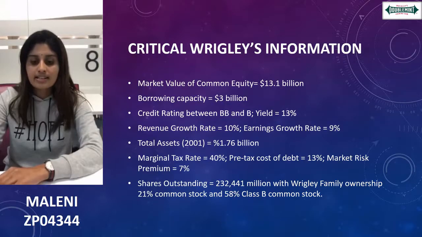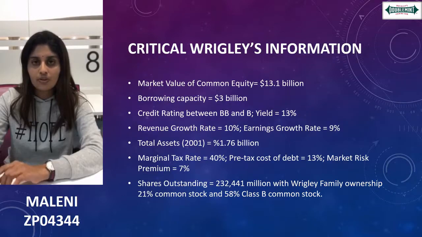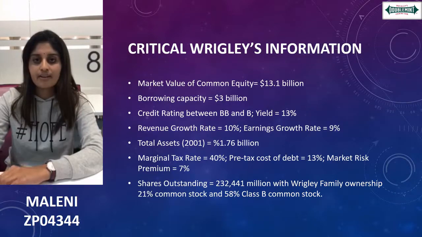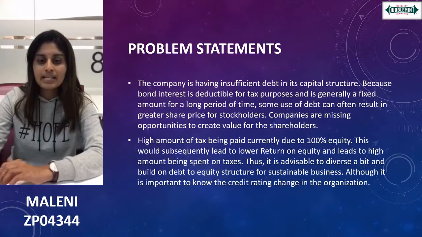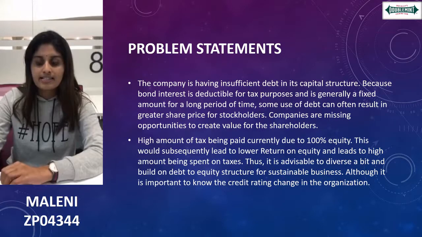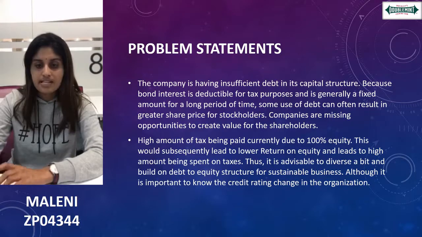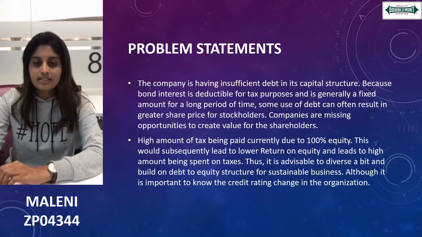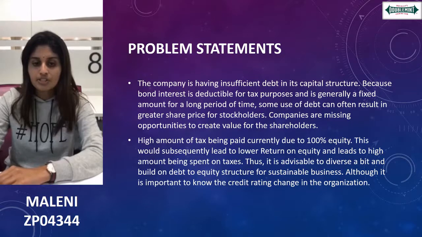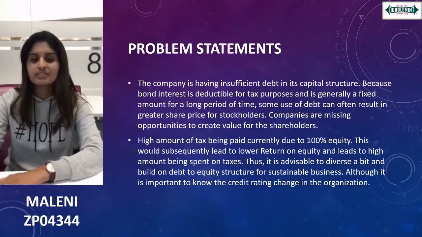The shares outstanding is 232 million, or 441 million, of which Wrigley family ownership is 21% of common stock and 58% of Class B common stock. The company has insufficient debt in its capital structure because bond interest is deductible for tax purposes and is generally a fixed amount for a long period of time. Some use of debt can result in a greater share price for stakeholders. Companies are missing opportunities to create value for the shareholders.